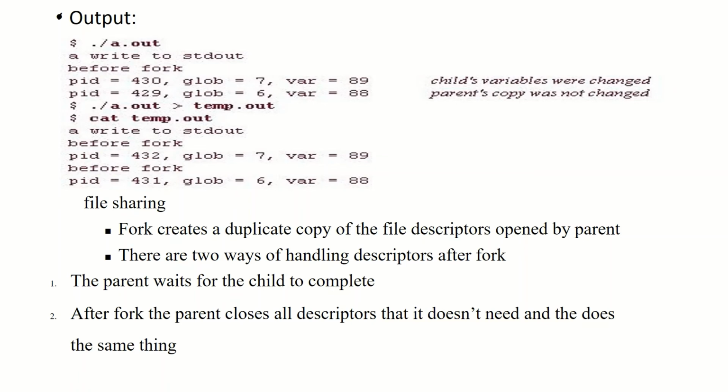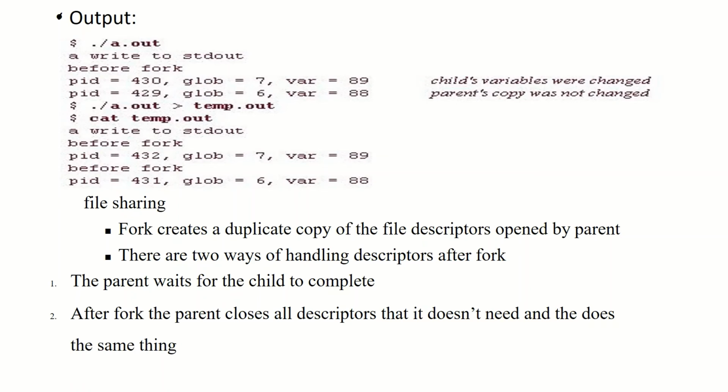And also we have discussed some points about file sharing of the information. Here fork creates a duplicate copy of the file descriptors opened by the parent. Okay, the cloning of the parent's information should be copied to the child from the child descriptor.